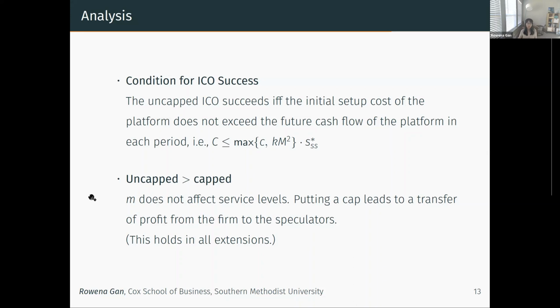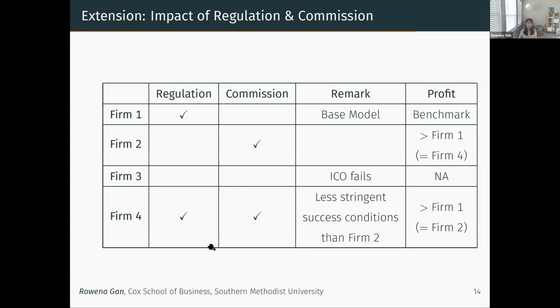So here we just looked at the base model in which the firm does not keep the ICO proceeds if the ICO proceeds cannot cover the platform setup cost. And next, we extend the base model that we just looked at to incorporate two scenarios.